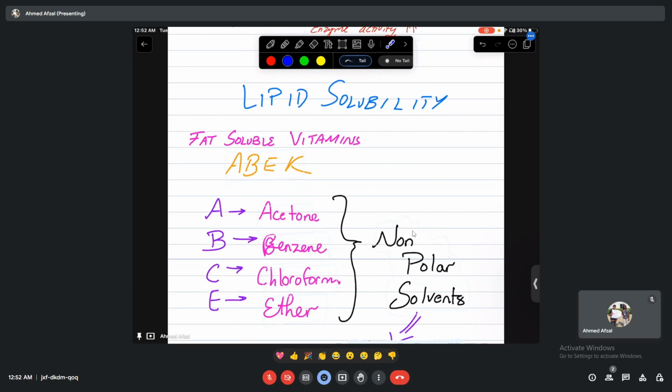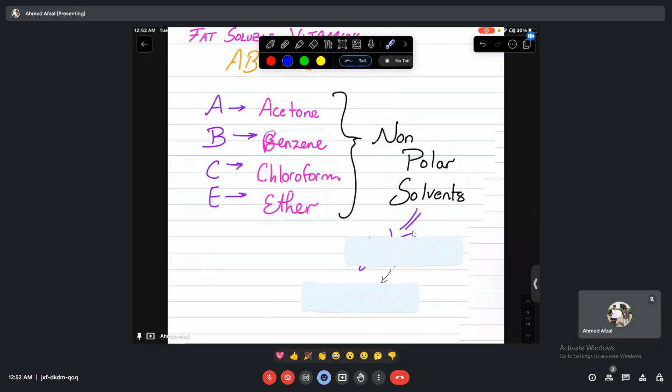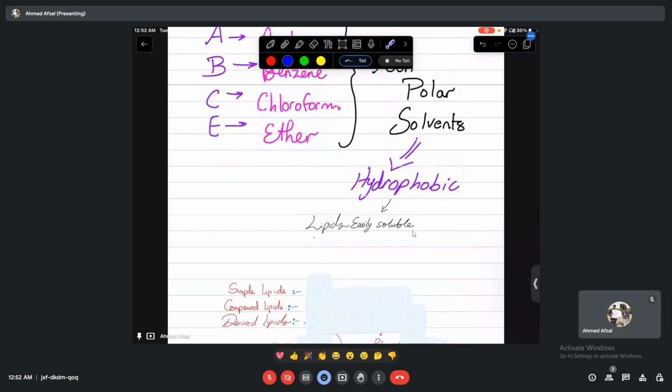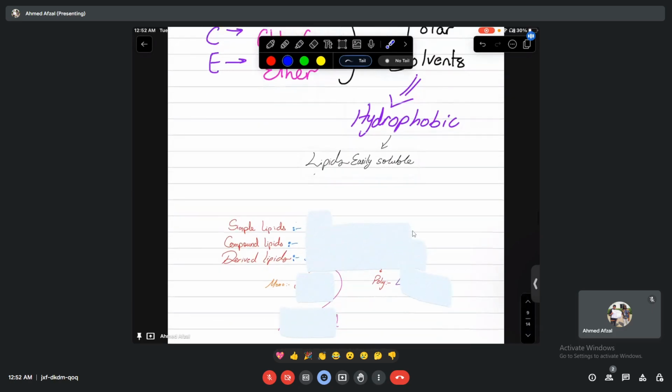So what does solubility depend on? Solubility depends on whether the solvent is polar or non-polar. So think about it. Lipid itself is hydrophobic, right? So of course it would dissolve better in a non-polar solvent, right? So the more hydrophobic the solvent, the more easily soluble the lipid would be, right? That's the concept.